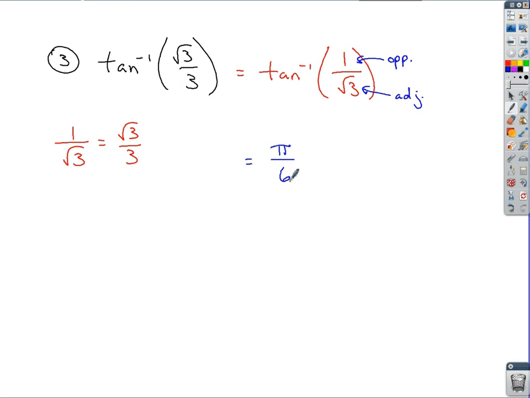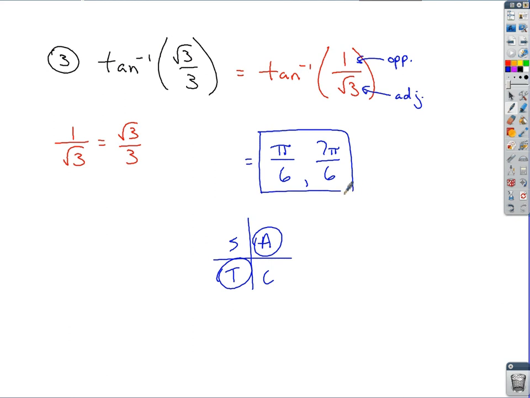Now this is positive, right? So if we look at all students taking calculus, first quadrant would be positive for tangent, so we got one answer. Third quadrant also would be positive. So we need the pi over 6 value that goes in the third quadrant. Any guesses? What is it? 7 pi over 6. Good. Those are the only two that would work based on the directions we have.